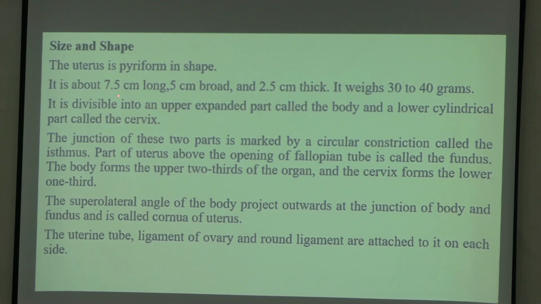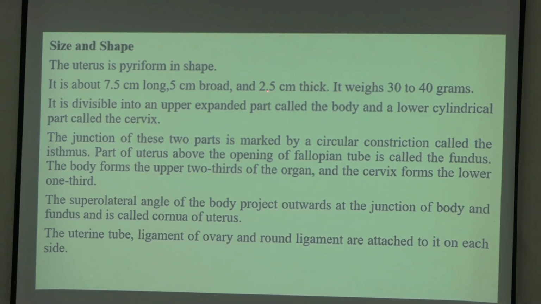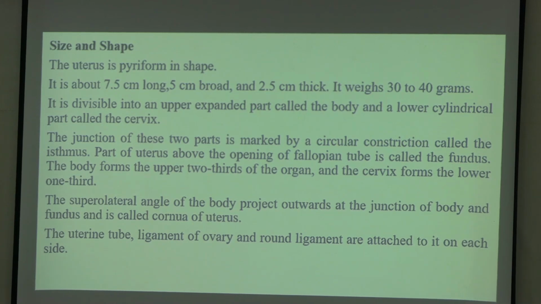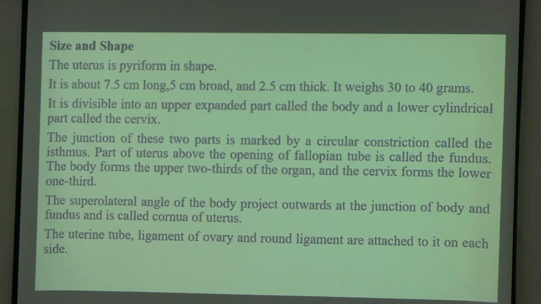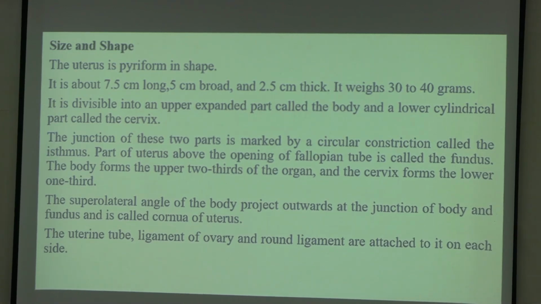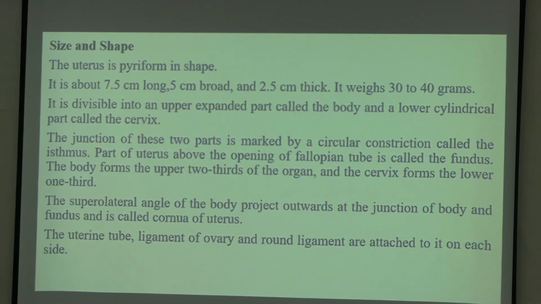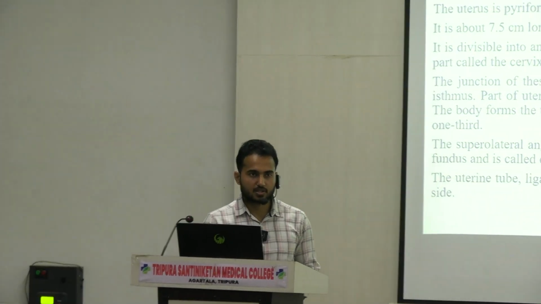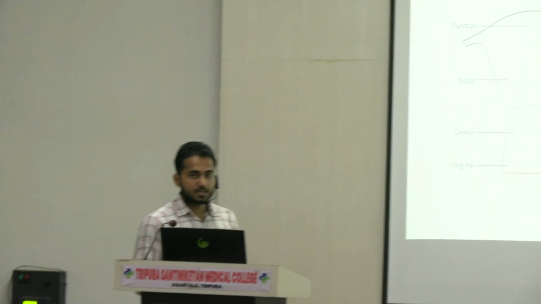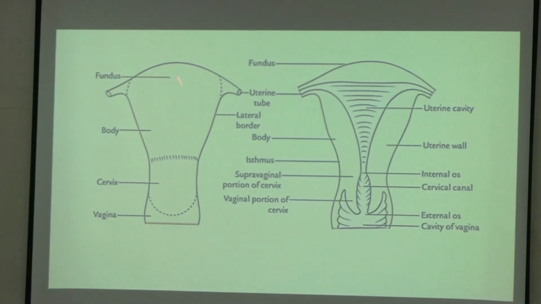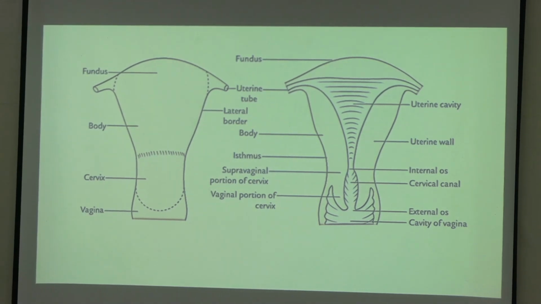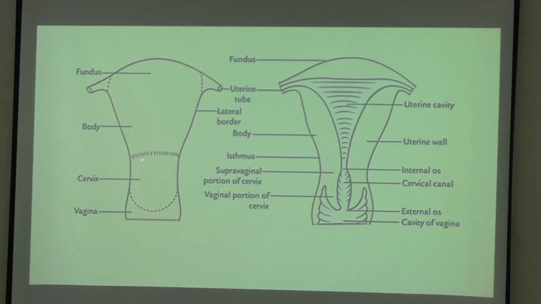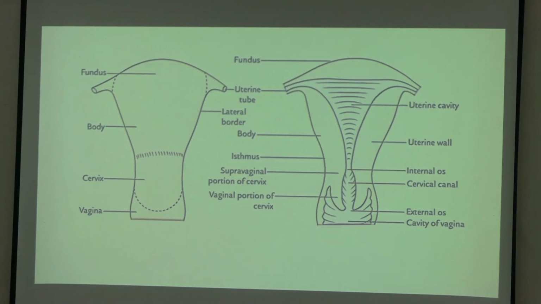Here you can see the dimensions: 7.5 centimeter long, 5 centimeter broad, and 2.5 centimeter thick, and the weight is approximately 30 to 40 gram. Now, if you see the uterus, mainly it is divided into two parts. The upper expanded part is called the body, and the lower cylindrical part is called the cervix, as you can see in the diagram. In between these two, a circular constriction is there, that is called the isthmus.